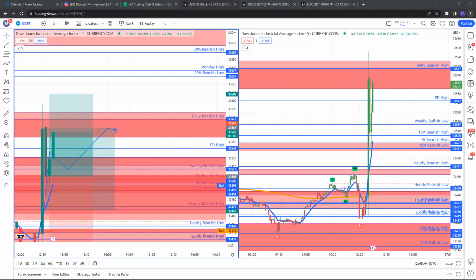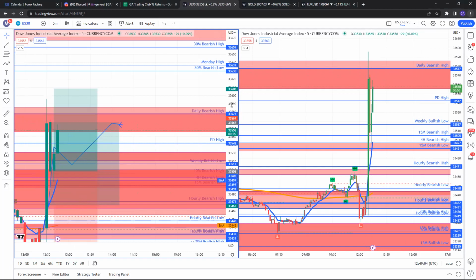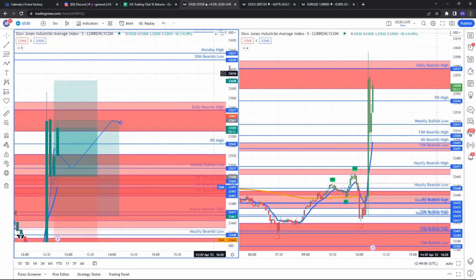But keep in mind the weekly bullish low hasn't been tested yet. But we do have the previous daily high that's holding price up also. The only issue is that we have this supply zone within a supply zone where price is currently, and above that we have the daily bearish high. But I'll just let my trade ride to full TP.